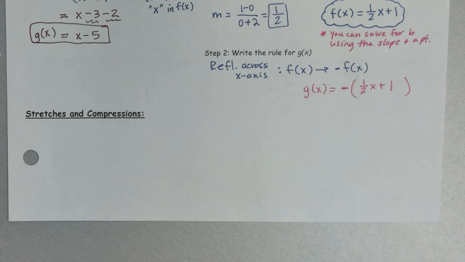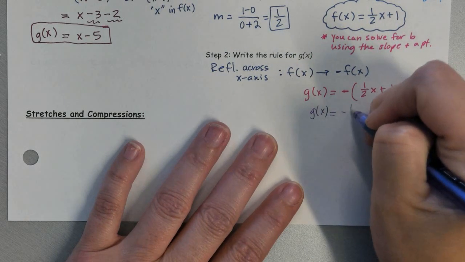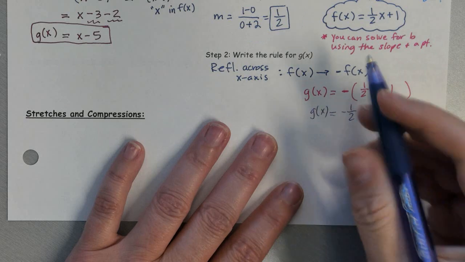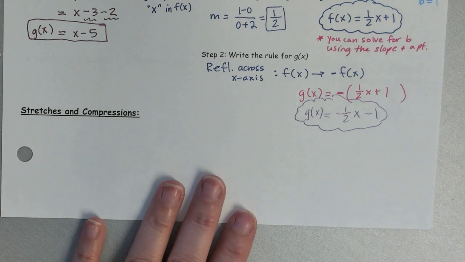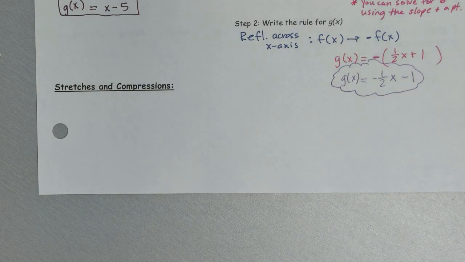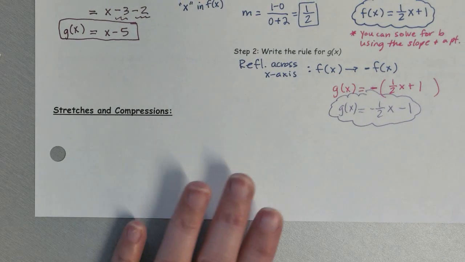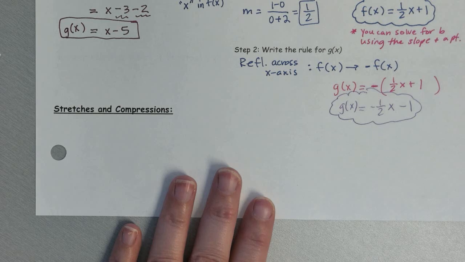So now I do have something on the outside of the parentheses that I have to distribute. So g of x is going to equal negative 1/2 x minus 1. And this is our final answer. Negative 1/2 x minus 1. Okay, what questions do you have for me on that one? We'll do more practice too with the substitution as we get to the back.